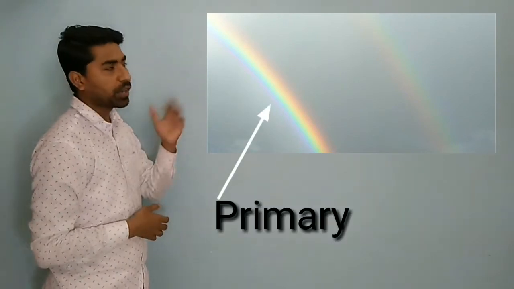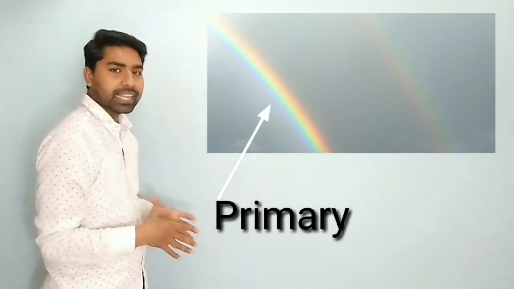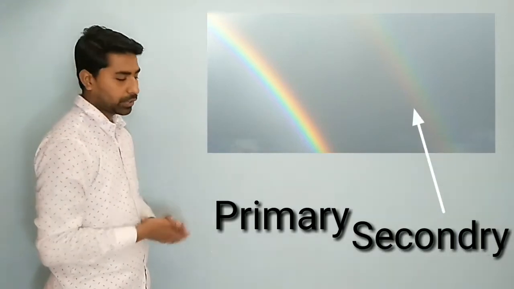For the primary rainbow, the range of angle is from 41 degrees to 43 degrees. But in the secondary rainbow, which is very rare to see, from red to violet it varies from 51 degrees to 54 degrees. But the order will be reversed. How does the secondary rainbow look? First see this diagram. In this diagram, the upper one is the primary, with order from red to violet, and the lower one is the secondary rainbow, with order from violet to red.